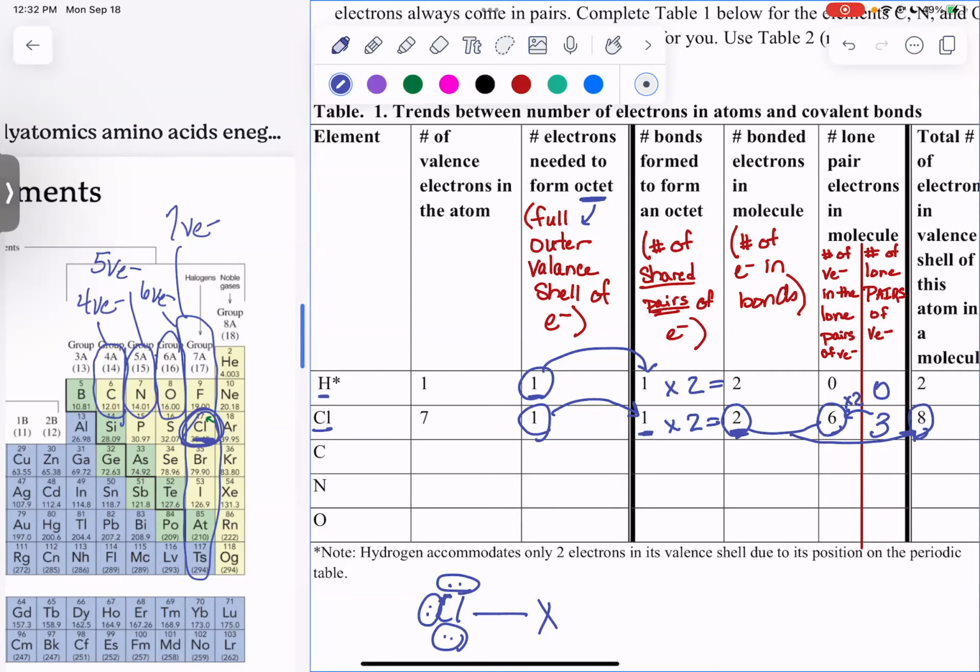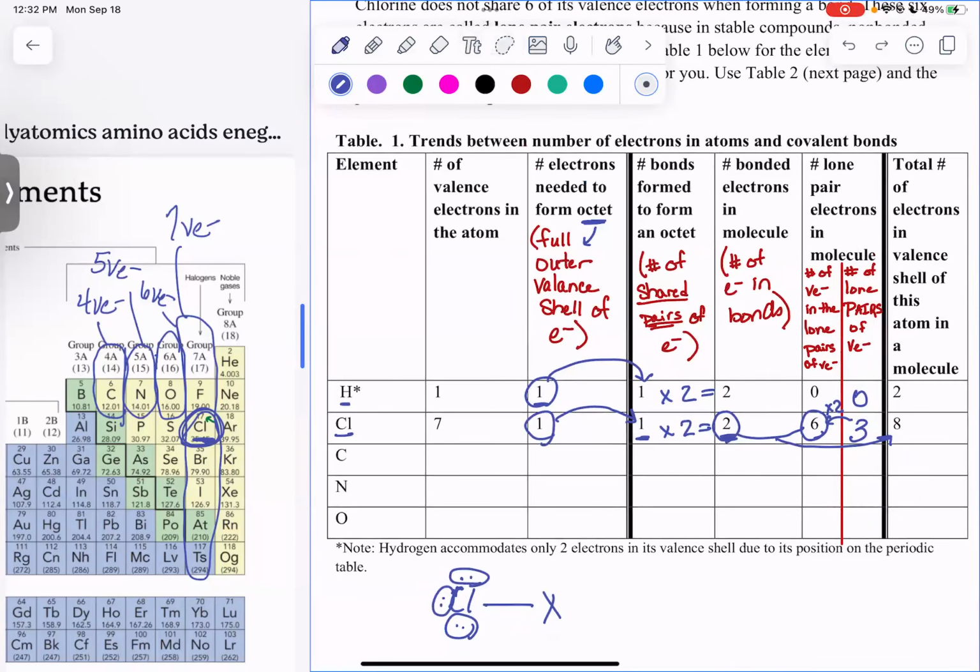Okay, so the same thing's going to work. Let's do carbon. You should pause. You should try to do it yourself. Carbon is in group 4A, so it has 4 valence electrons. It needs 4 more to complete its octet. So if it needs 4, it's going to make 4 bonds. 4 times 2 gives me 8 bonded electrons. Well, if I already have 8, can I have any lone pairs? No, I have no lone pairs, so therefore I have none in the lone pairs. But I still have a total of 8 because they're all in the bonded.